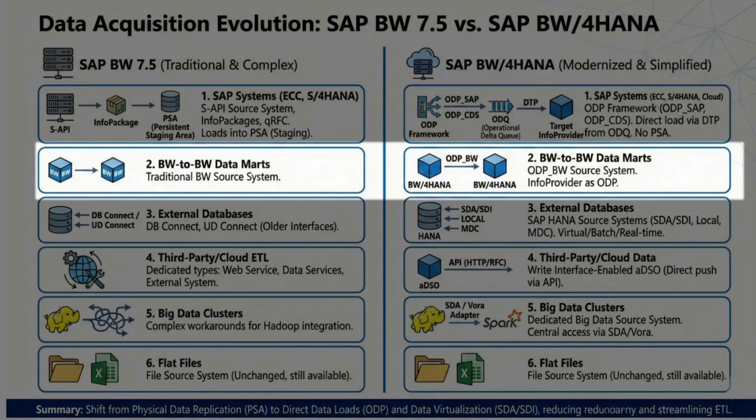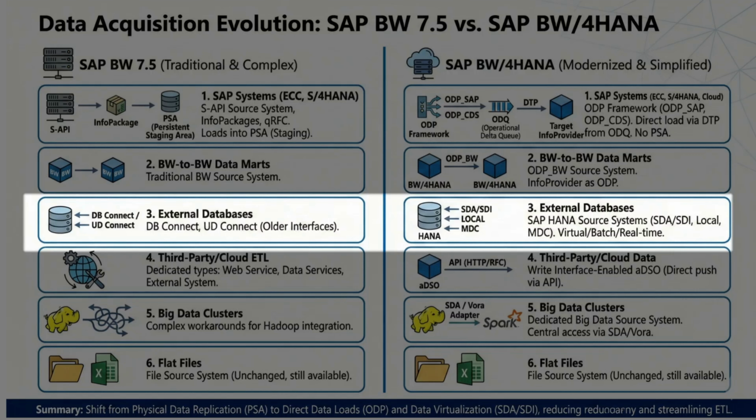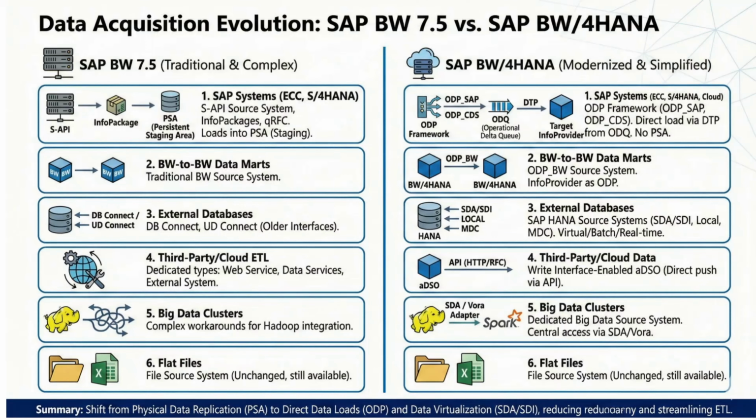Number 2 is BW to BW. Moving data between different BW systems has also been upgraded to use this same modern ODP framework. Number 3 covers external databases. The old DB Connect and UD Connect interfaces have been replaced. We now use powerful SAP HANA tools like SDA and SDI, which allow us to view data virtually or in real time without moving it.